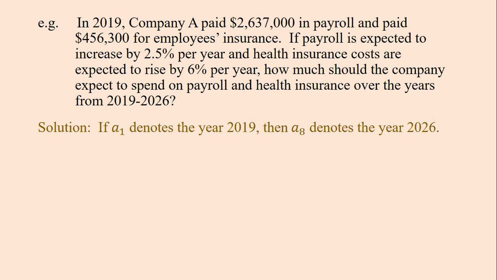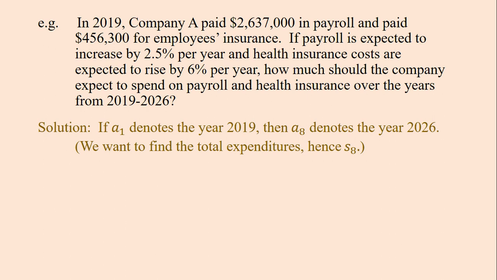Well, first, we'll let a sub 1 denote the year 2019. Then it would require a sub 8 to represent the year 2026. Now that's important. How did I get that? Well, since 2026 is my last year, minus 2019, my first year, gives me a difference of 7. I want to make sure my subscripts also have a difference of 7. So if a sub 1 is my first year, add 7 to the subscript, and that gives me a sub 8 as my last term. That way there's one subscript for each year in the time period from 2019 to 2026.